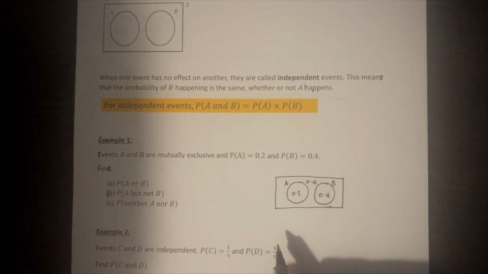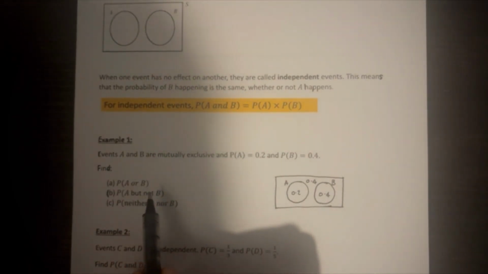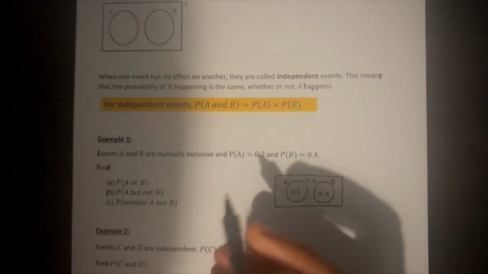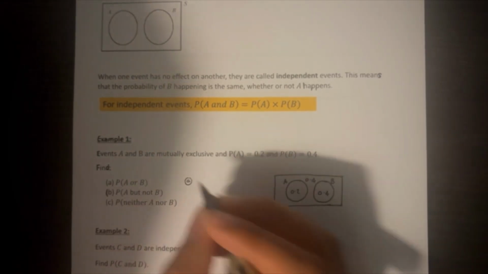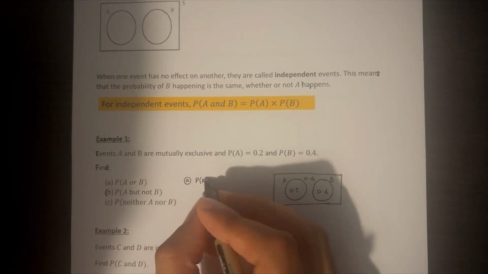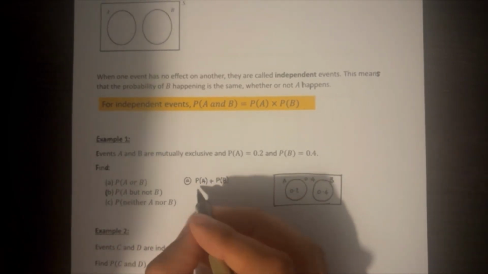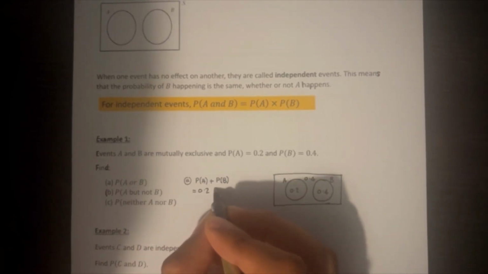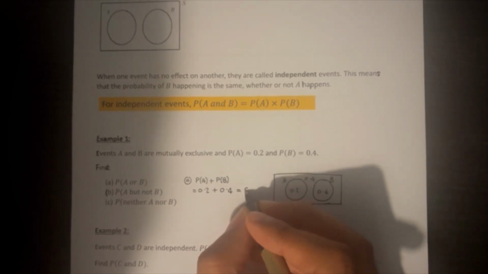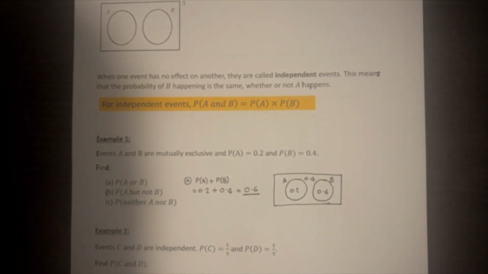So the probability of A or B. That was part of our definition for mutually exclusive events. We said that if events are mutually exclusive, then the probability of A or B is equal to the probability of A plus the probability of B. The probability of A was 0.2, the probability of B was 0.4, so that's just going to equal 0.6, and that's going to be our answer for part A.